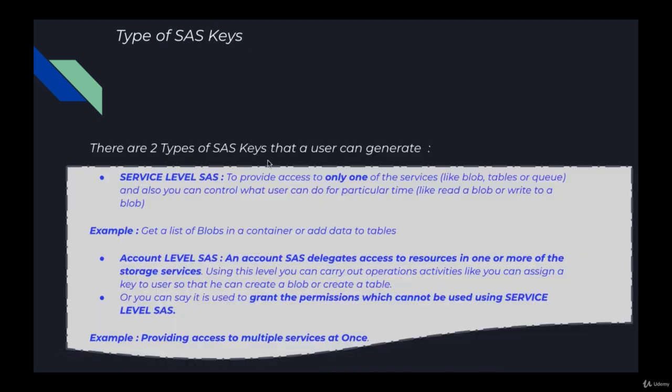Primarily there are two types of SAS keys that a user can generate: a service level SAS key and an account level SAS key. Like we discussed, the service level SAS provides access to only one of the resources, like blob, table or queue, only one, not table and blob or blob and queue. You can control what a user can do for a particular time, like read a blob or write to a blob. So you can provide granular level access to the resources within the storage account using service level shared access signature keys.